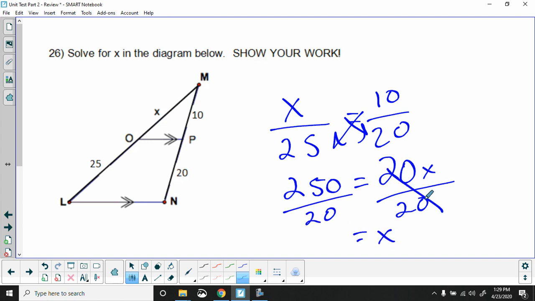Those cancel. Zeros drop. 25 divided by 2 is 12.5. There we go.